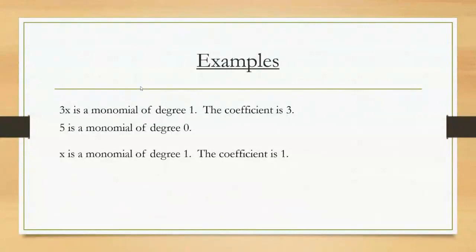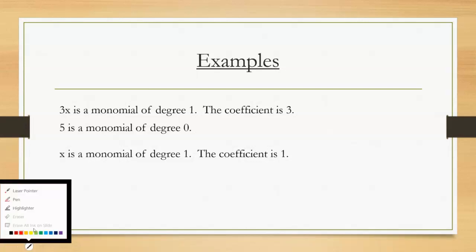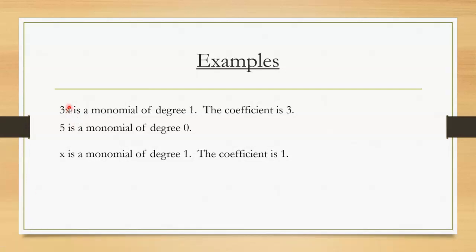So for instance, 3 times x, right? That is a monomial of degree 1. Remember, it's just like with numbers. When the exponent is 1, we don't write it. So here, let me get that laser pointer again. There we go. So when the exponent is 1, we don't write it. So when you see x alone, 3 times x, for instance, we have a monomial of degree 1. And of course, the coefficient here is 3.